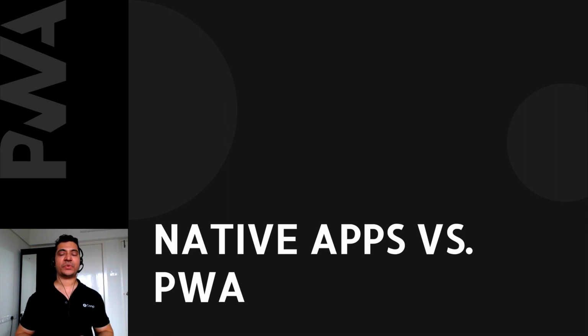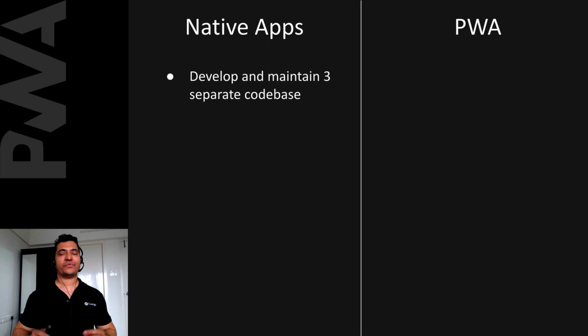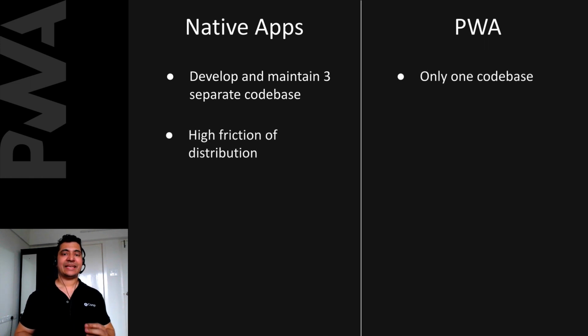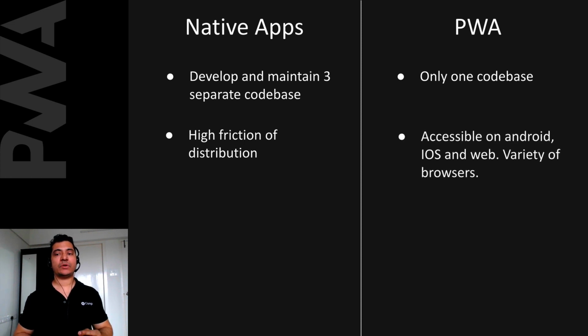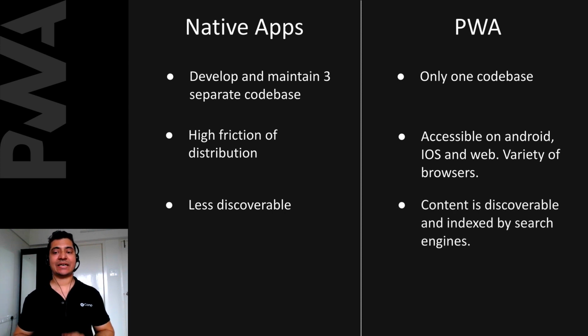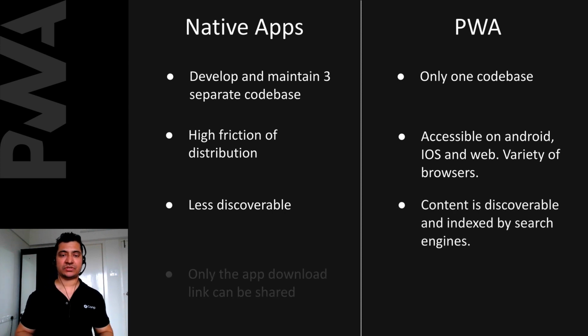Let's take a difference between the native apps versus PWA. So for native apps, you need to develop and maintain three separate code bases. However, for PWA, it's just a single code base, which is brilliant. Native apps have high friction of distribution. However, PWA are accessible on Android, iOS, and web, and they're on a variety of browsers. Native apps are less discoverable. However, in PWA, content is discoverable and indexed by search engines.